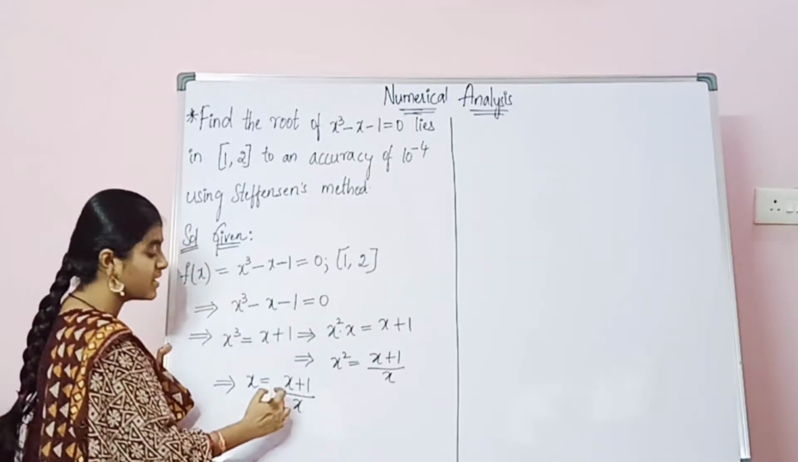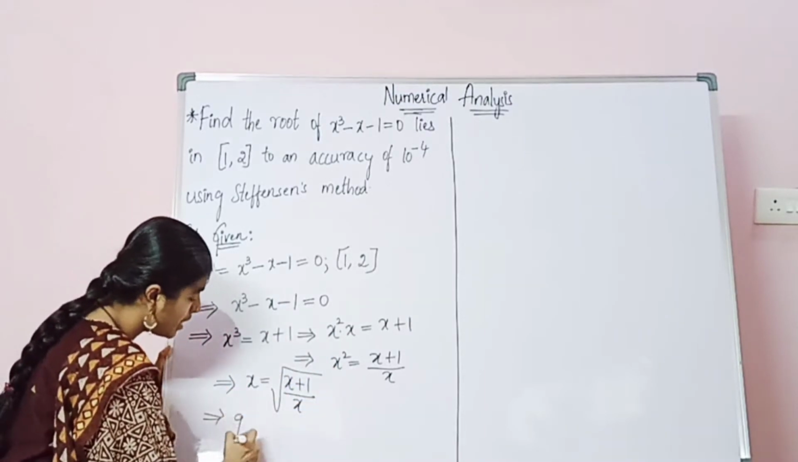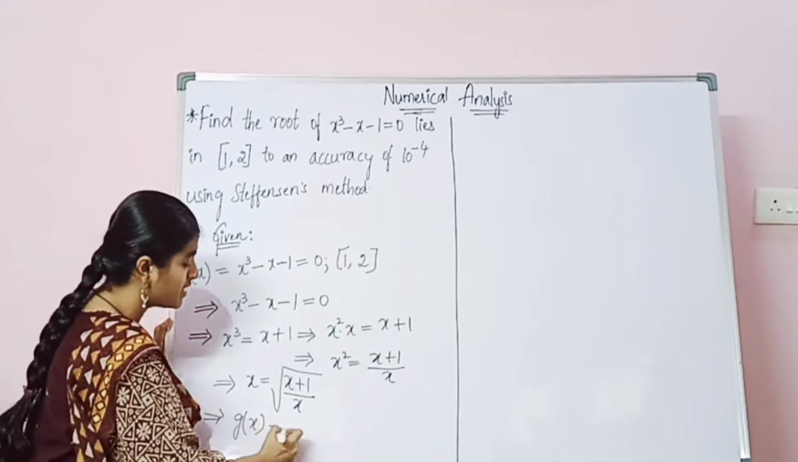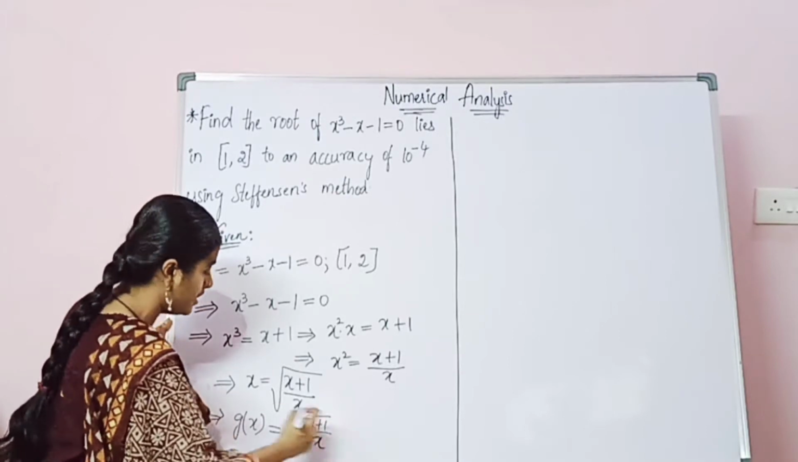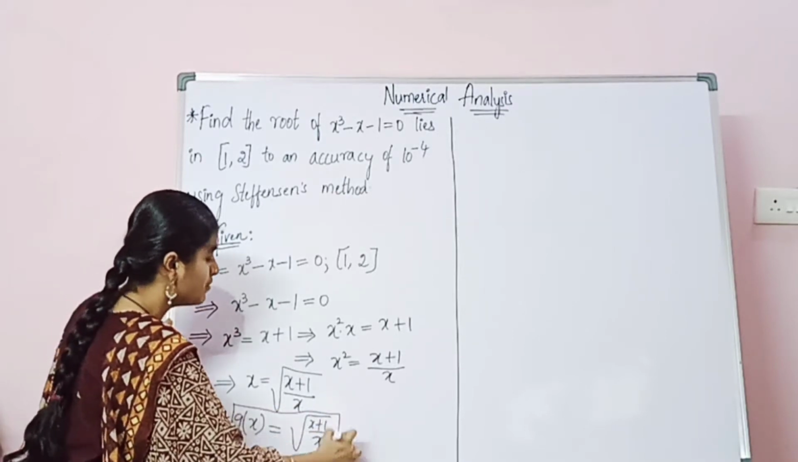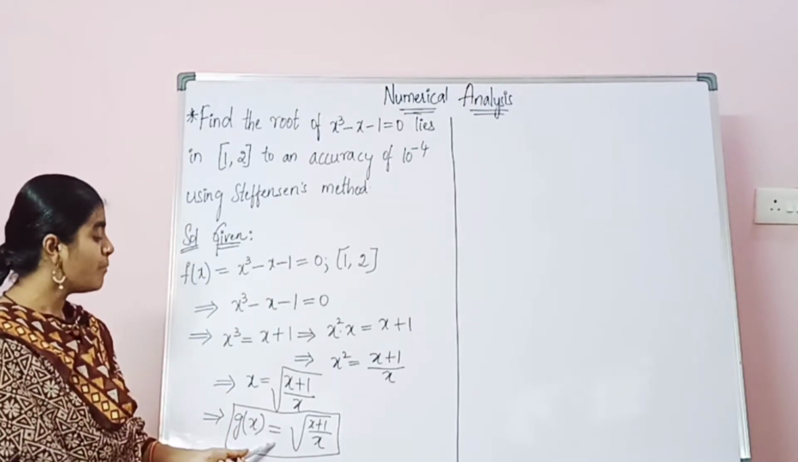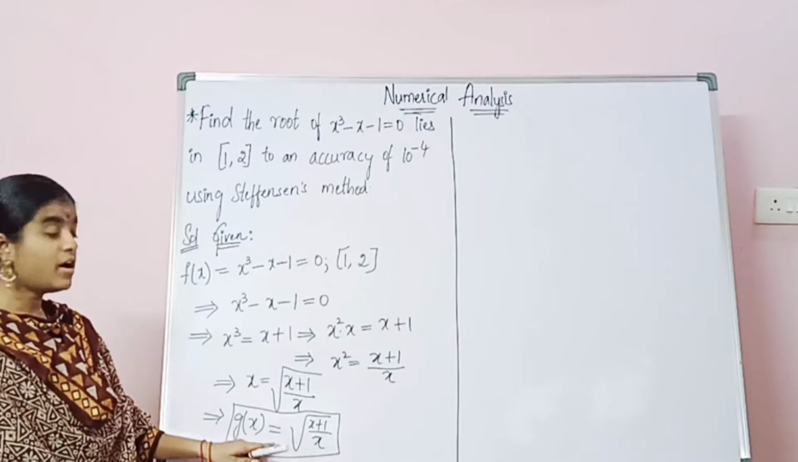The square goes to the other side and becomes a root. So here g(x) equals the square root of (x plus 1) by x. So what is the first step? First we have to know the g(x) value, and g(x) equals the square root of (x plus 1) by x. This is the g(x).